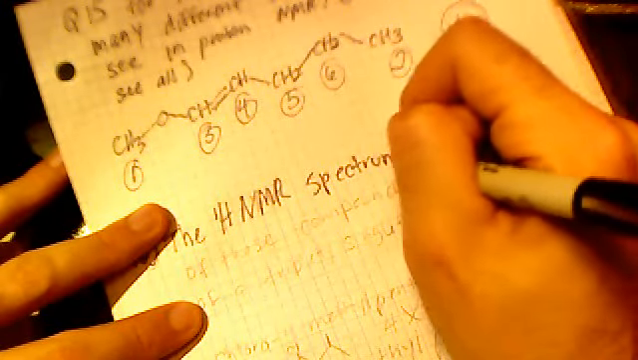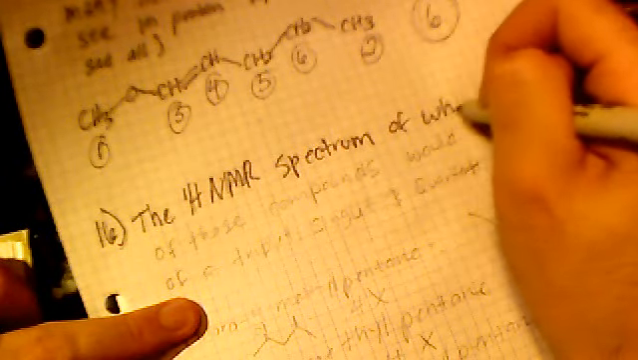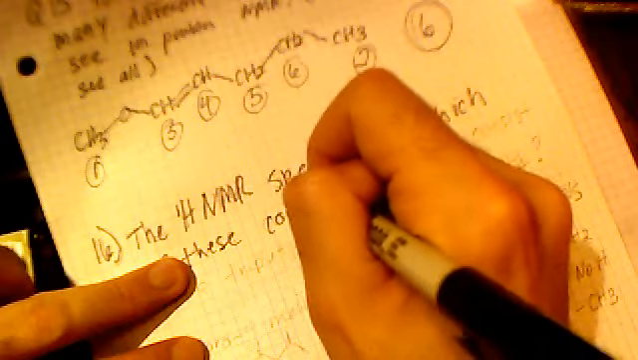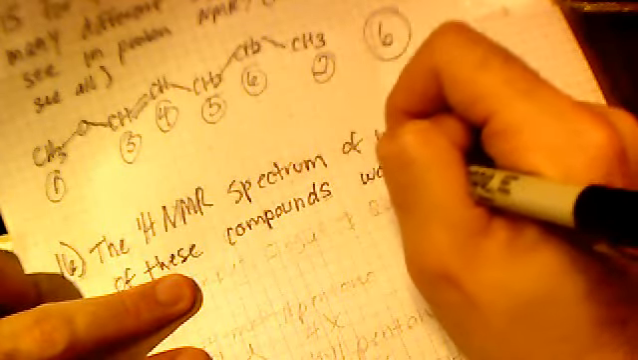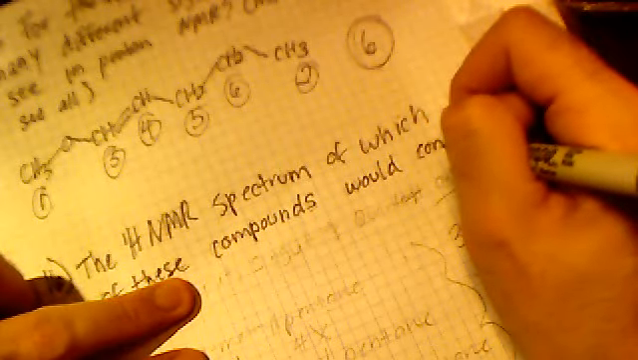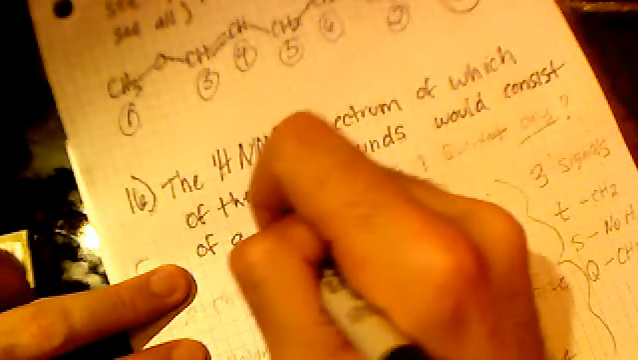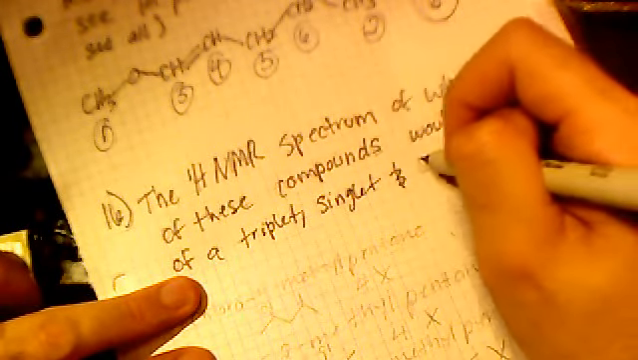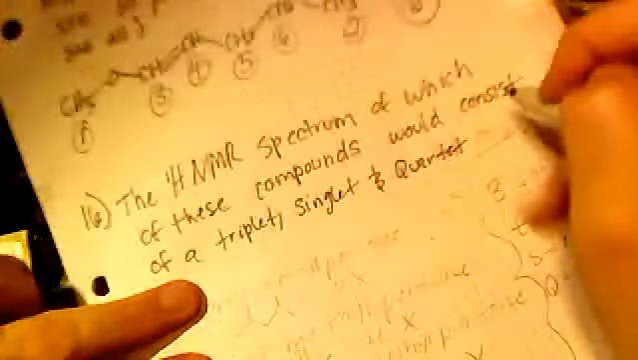All right, Wiley homework number 16. So it says the proton NMR spectrum of which of these compounds would consist of a triplet, a singlet, and a quartet only.